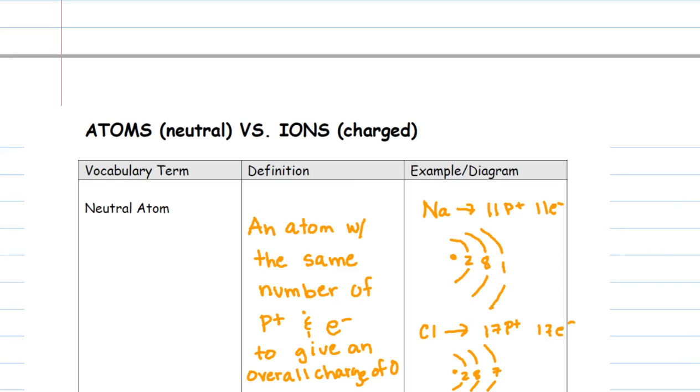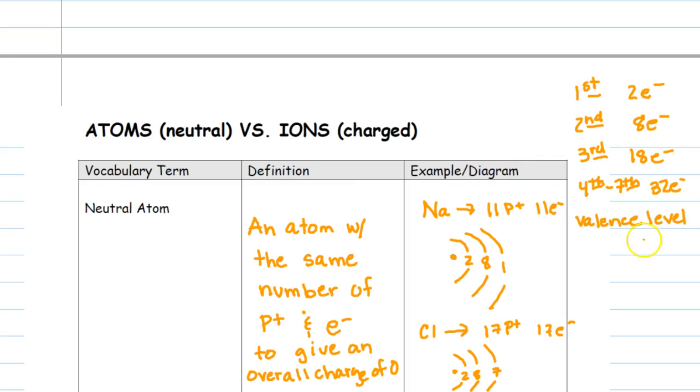Well, we said we can put 2 electrons in the first energy level, 8 in the second energy level, and we can put up to 18 in the third. So the first energy level can hold 2 electrons. The second energy level can hold 8 electrons. The third energy level can hold 18 electrons. And the fourth through the 7th energy levels can hold 32 electrons. But whatever is the last, or the valence level, can never have more than 8 electrons.